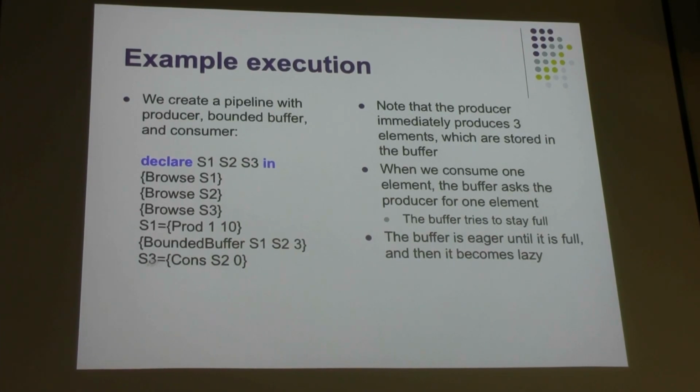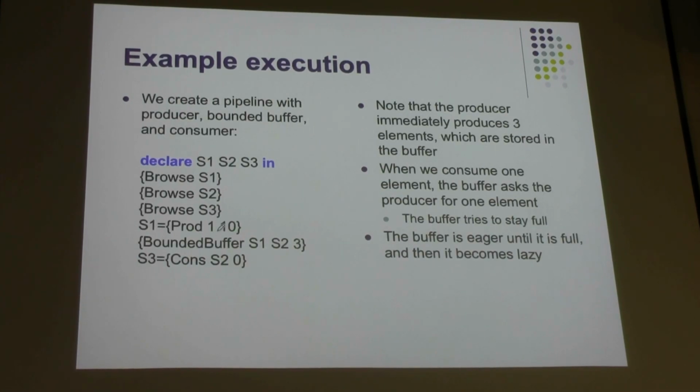And if I consume an element, so S3, if I do something like browse S3.1, that's consuming an element, then I will ask a fourth element from the bounded buffer. So the bounded buffer is always trying to stay forward. It may be not succeeding, huh? Maybe I'm consuming too fast. But okay, it always puts in exactly the threads that are needed to try to stay forward. So it converges to full.